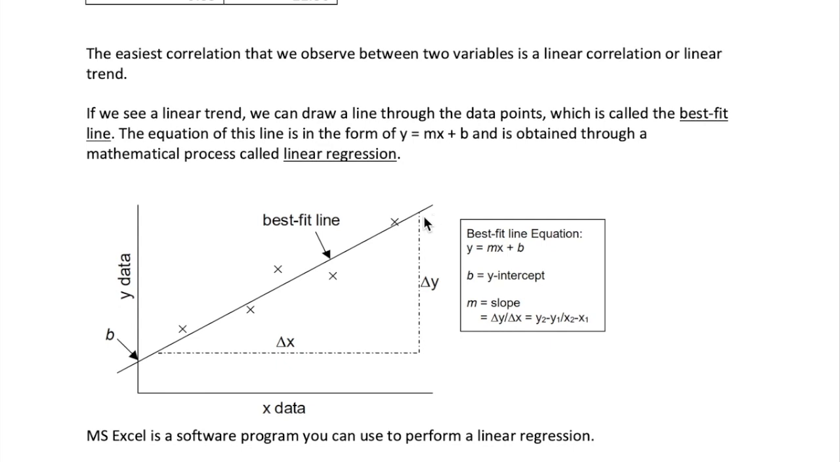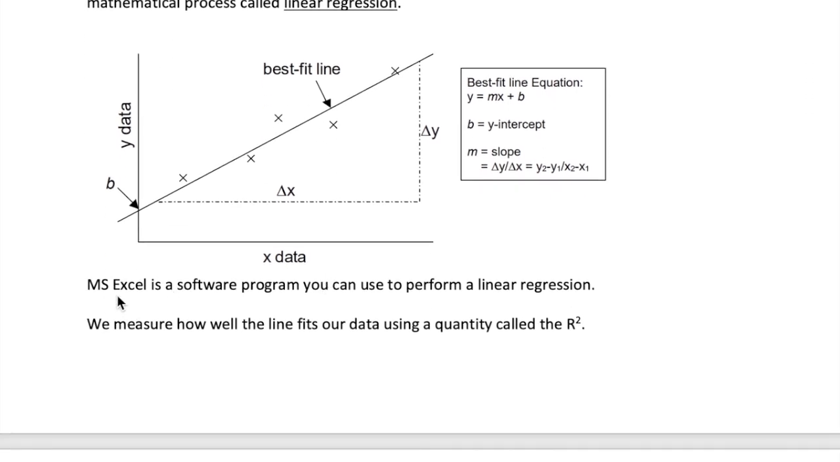To obtain the actual equation of the line, we perform a mathematical operation called a linear regression. Here, we will not discuss how to actually do a linear regression by hand because that topic belongs in a math class. We will, however, have Microsoft Excel do the linear regression for us, which will then give us a best fit line equation.